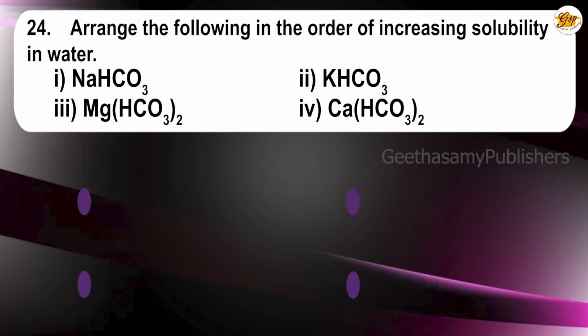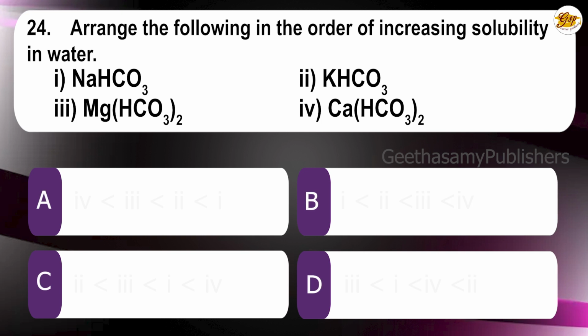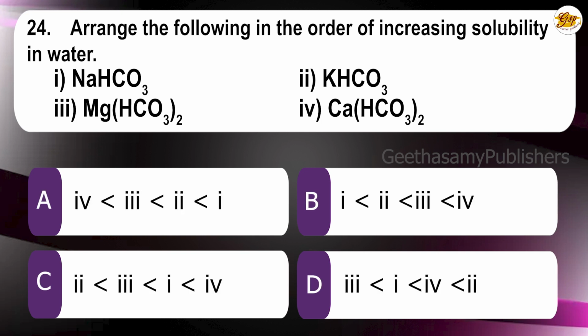24th question. Arrange the following in order of increasing solubility: sodium bicarbonate, potassium bicarbonate, magnesium bicarbonate, calcium bicarbonate. So the correct answer is B, 1, 2, 3, 4, same order. So sodium bicarbonate, potassium bicarbonate, magnesium bicarbonate and calcium bicarbonate.